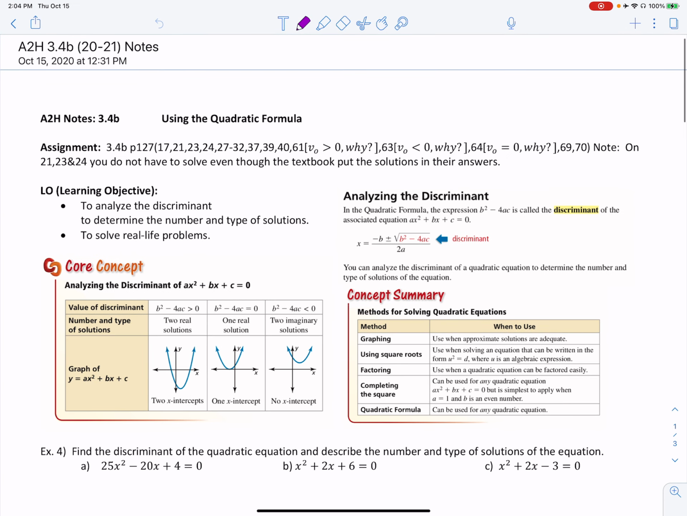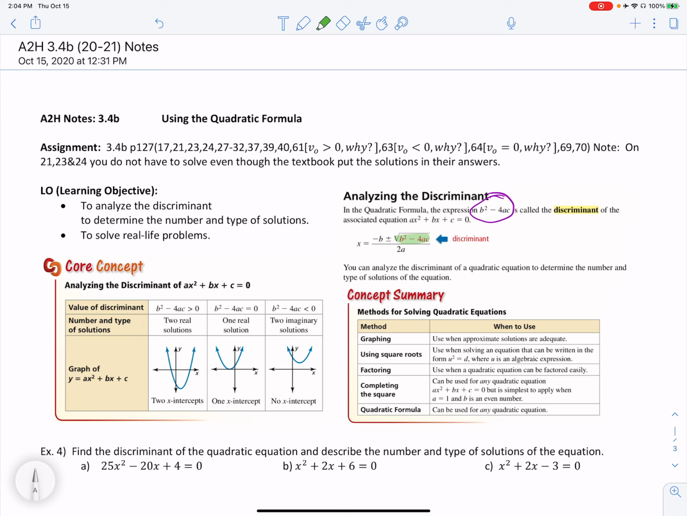Algebra 2 Honors 3.4b, using the quadratic formula. And we're going to be looking at the discriminant, and that discriminant is the b squared minus 4ac underneath the radical. That b squared minus 4ac is called the discriminant, that value underneath the radical in the quadratic formula. And if it's positive, 0, or negative, it tells us something about the nature of the solutions.